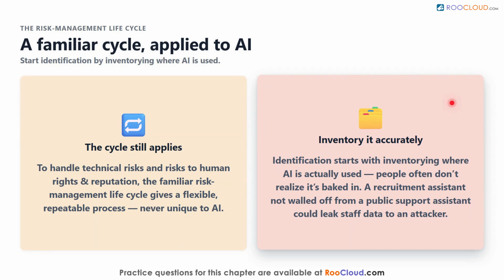Here is a concrete danger. Imagine a recruitment assistant that is not properly walled off from a public-facing support assistant. A clever attacker could ride that connection to pull staff members' personal data straight out of the system. Poor separation turns a small oversight into a serious breach.